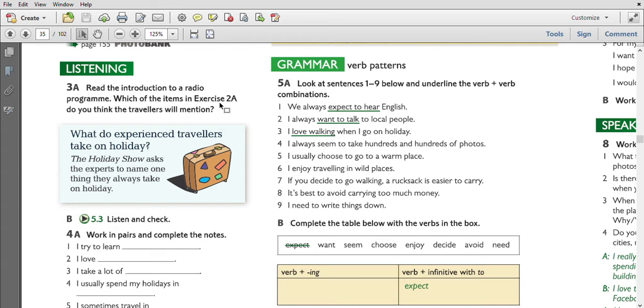These days we always expect to hear English in tourist areas. Most people working in tourism speak it, but I always want to talk to local people, and many of them don't speak English. So I try to learn a few words of the language, especially please and thank you, and I always take a small dictionary. I love walking when I go on holiday because I think you see more. So I always take a really good pair of walking boots.